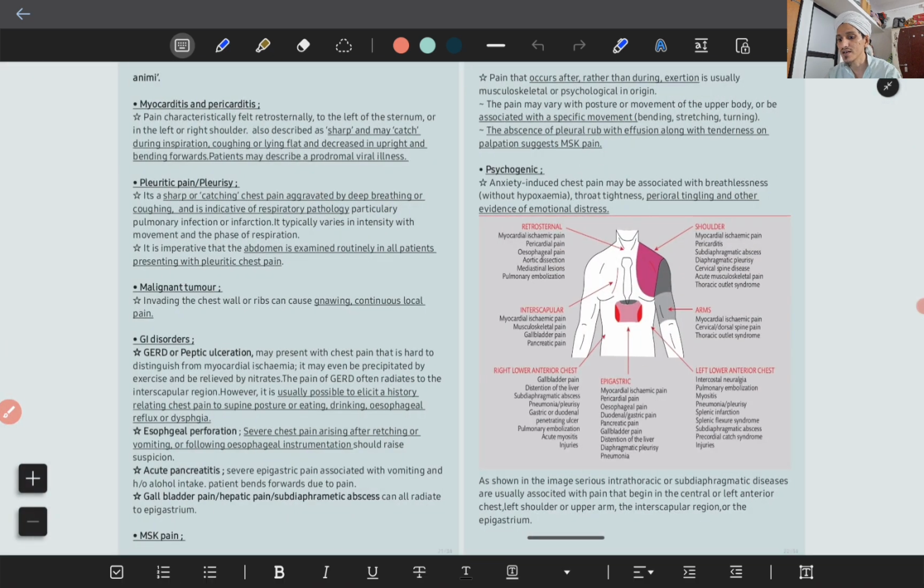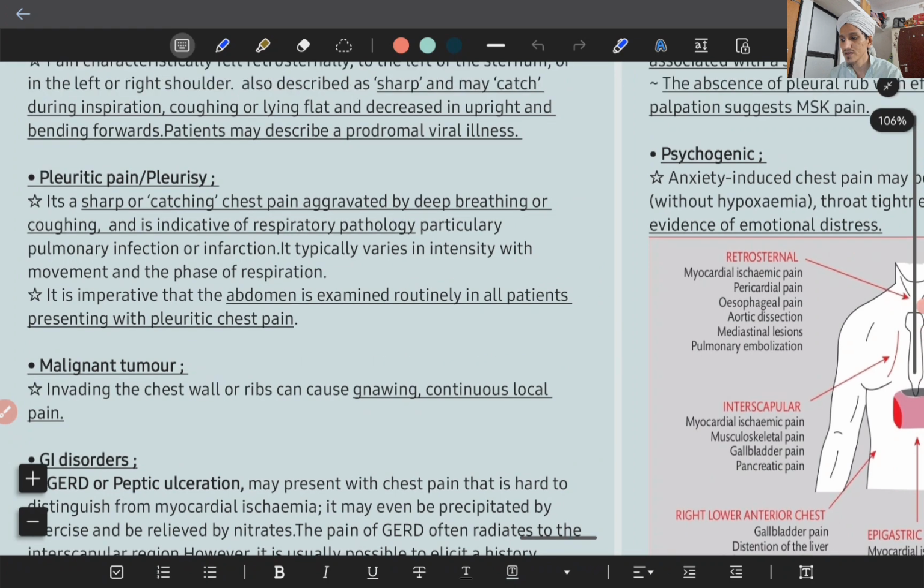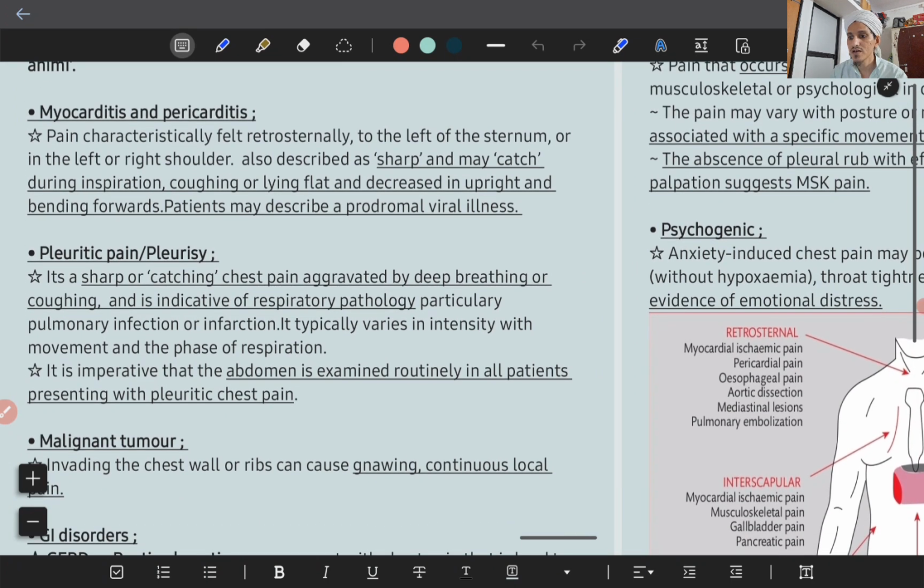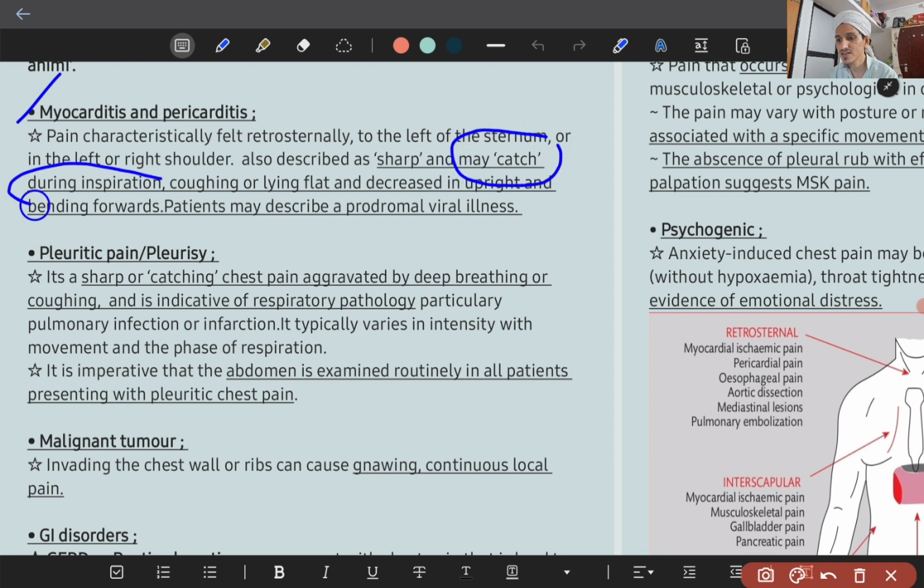Anger enemy. Remember anger enemy. Pain of myocarditis and pericarditis. Pain is characteristically felt retrosternally, to the left of the sternum or in the left or right shoulder, also described as sharp and may catch during inspiration. This is typical of myocarditis or pericarditis, similar to pleuritic pain.